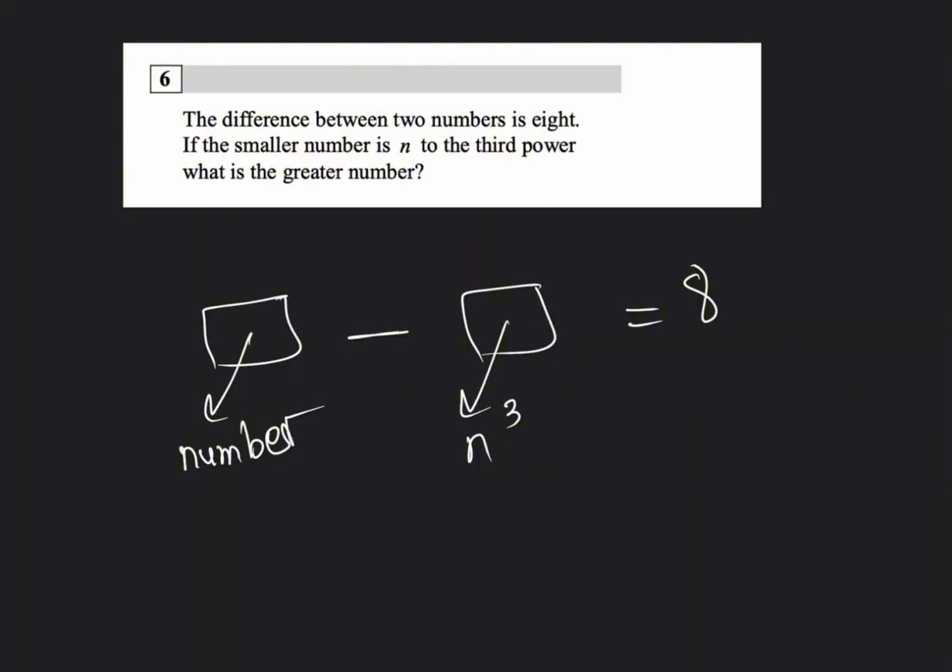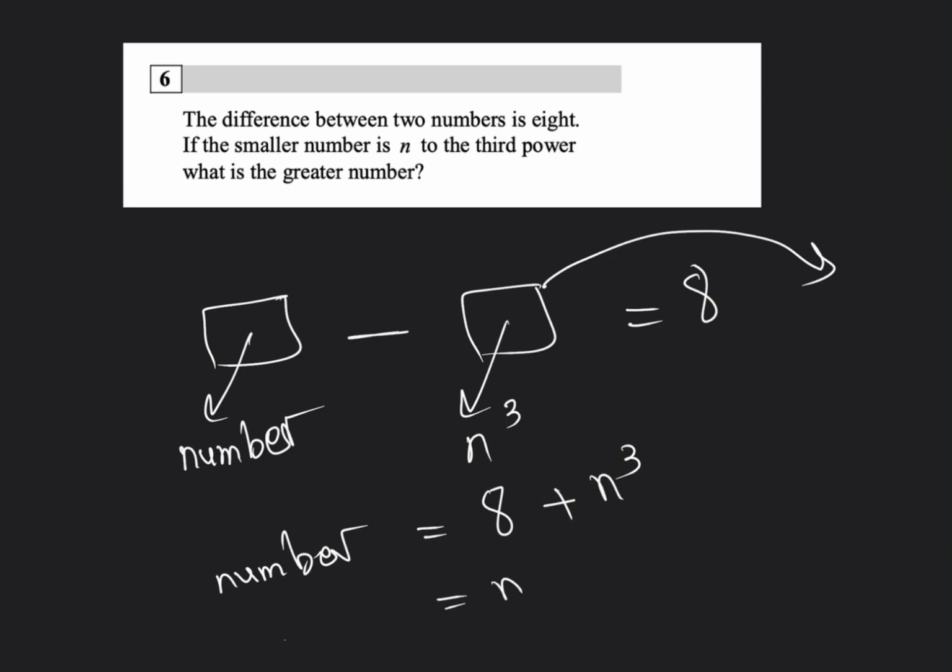So we need to solve the equation. What I'm going to do is shift this box here. Inside this box, we know it's n to the power of 3, negative. When I move it to the other side, it will be positive. So my number is going to be 8 plus n to the power of 3. So my number equals n to the power of 3 plus 8. So this is the answer.